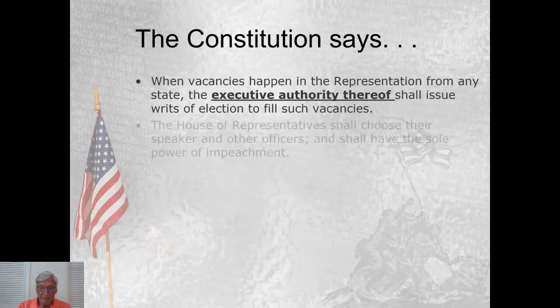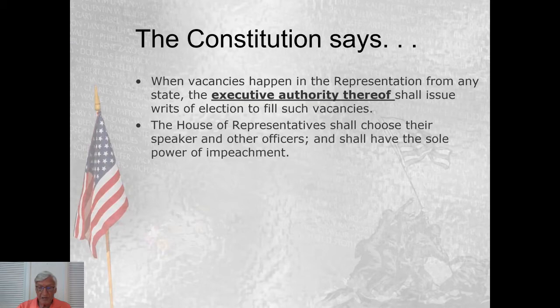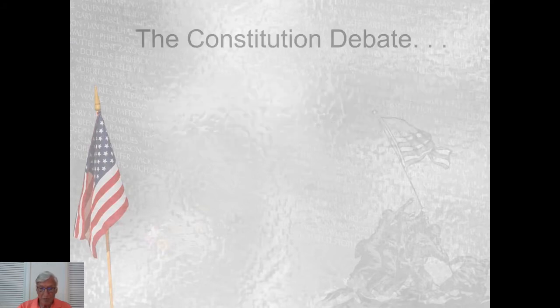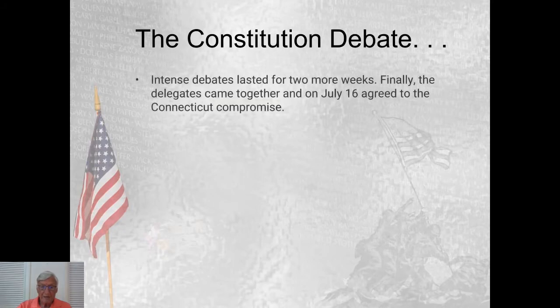And by the way, the executive in each state determines how a person will be replaced. The constitutional debate was intense. This was probably the most important part of the Constitutional Convention. They postponed dealing with the presidency and the Supreme Court until near the end of the Constitutional Convention, which ran from May 25th until September 17th of 1787.